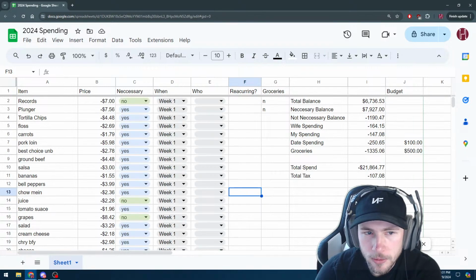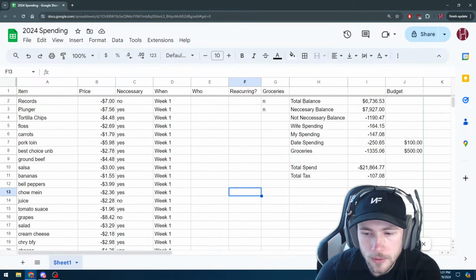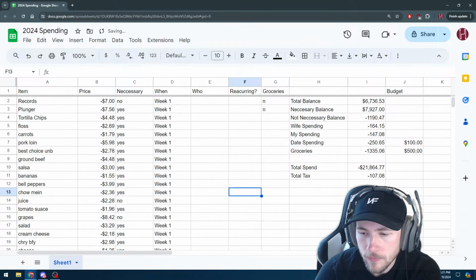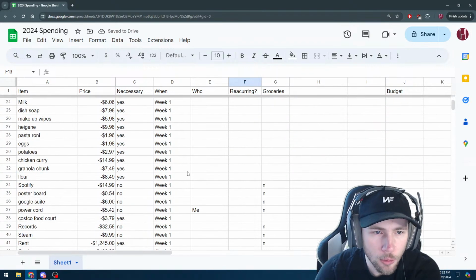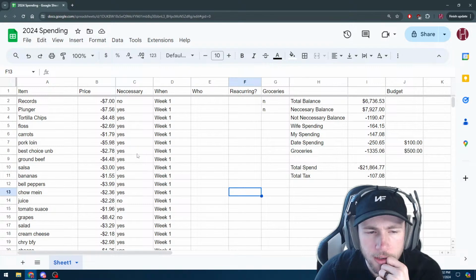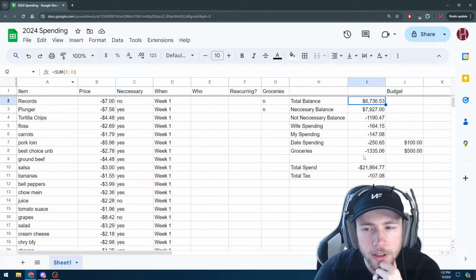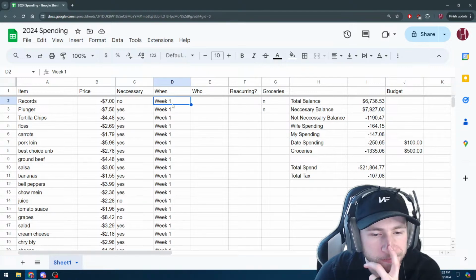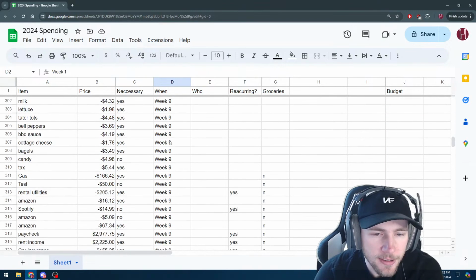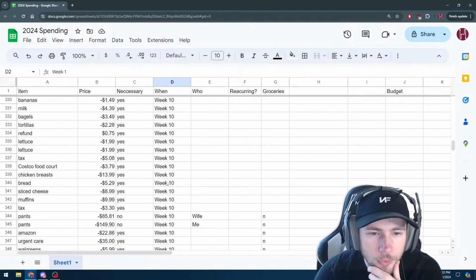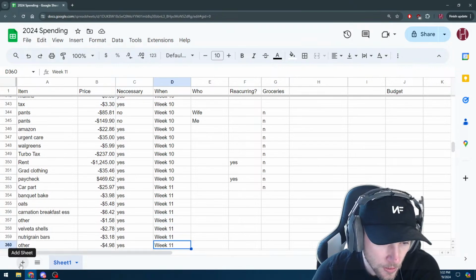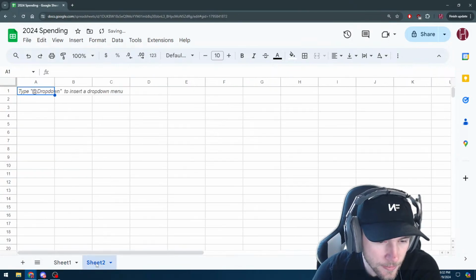Convert to drop down chips. Ooh, that's kind of cool. We'll pass on that for now. I don't know if that affects some of our formulas we have over here, so I don't want to mess anything up. But for instance, looking at this right now, when I see week 11, I have no idea what the dates are for that. So let's go ahead and add a sheet on here.